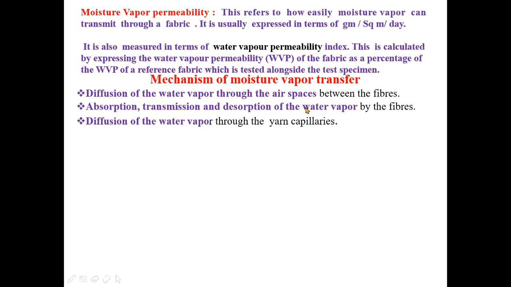And naturally, you can easily understand that this type of mechanism is mainly applicable in the case of hydrophilic fibers. And next, the diffusion of the water vapor through the yarn capillaries. That means in between the yarns there are a lot of spaces, so water vapor can also diffuse through these yarn capillaries. So these are the three major mechanisms by means of which moisture vapor can pass through a fabric. The first one is the diffusion of the water vapor through the air space. Second one is the absorption, transmission, and thereafter removal of the water vapor from the outer surface of the fibers. And third one is the diffusion of the water vapor through the yarn capillaries.